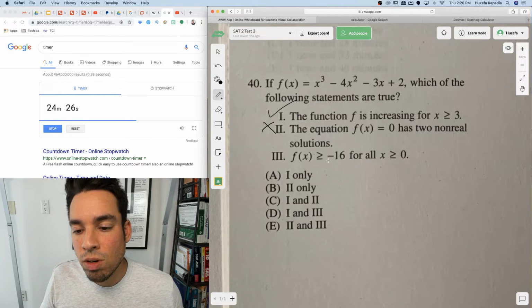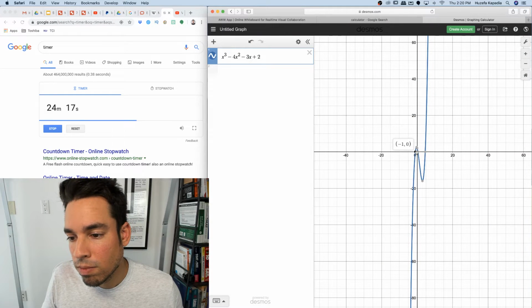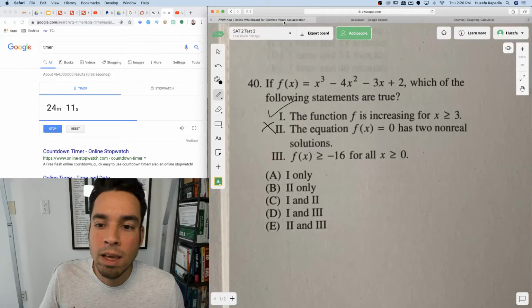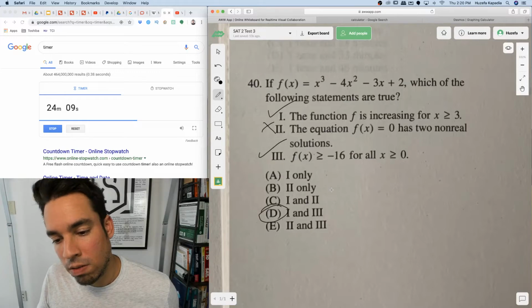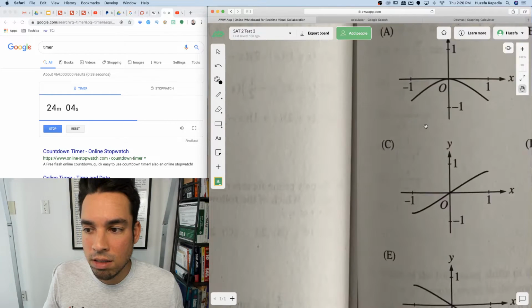And then f of x is greater than or equal to -16 for all x greater than 0. Here's 0, and the lowest point we already saw was -16, so I agree with that. So 1 and 3, done. Graphing calculator, and that's it.